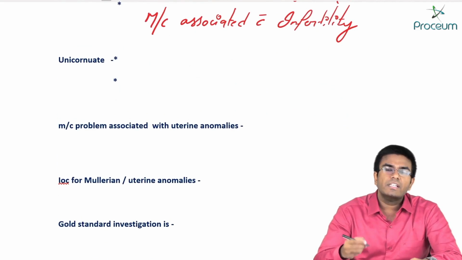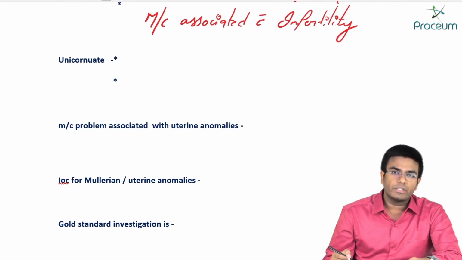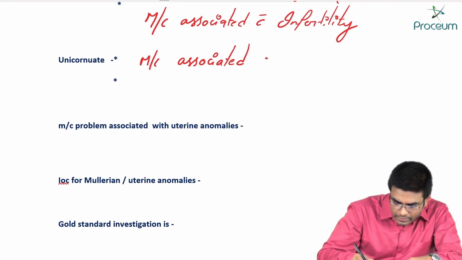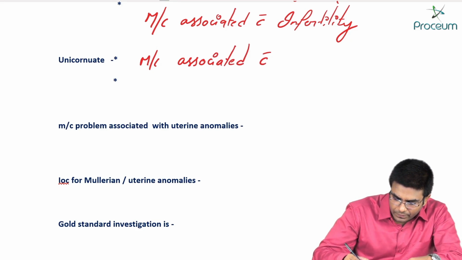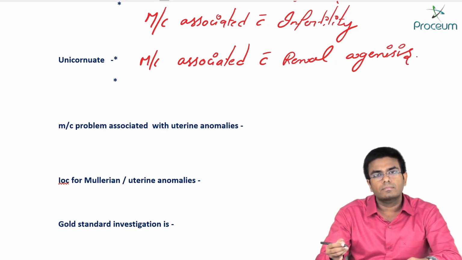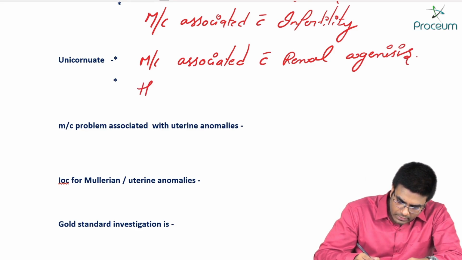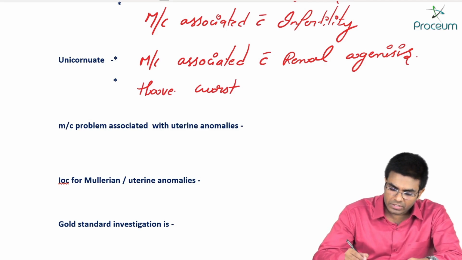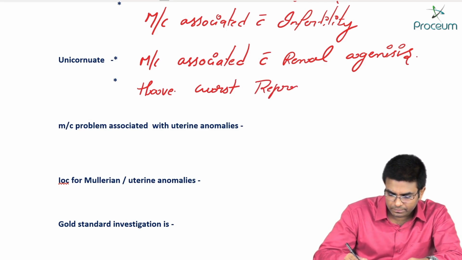Okay, let's talk about unicornuate uterus. Unicornuate uterus is most commonly associated with renal agenesis. Unicornuate uterus has the worst reproductive outcome.